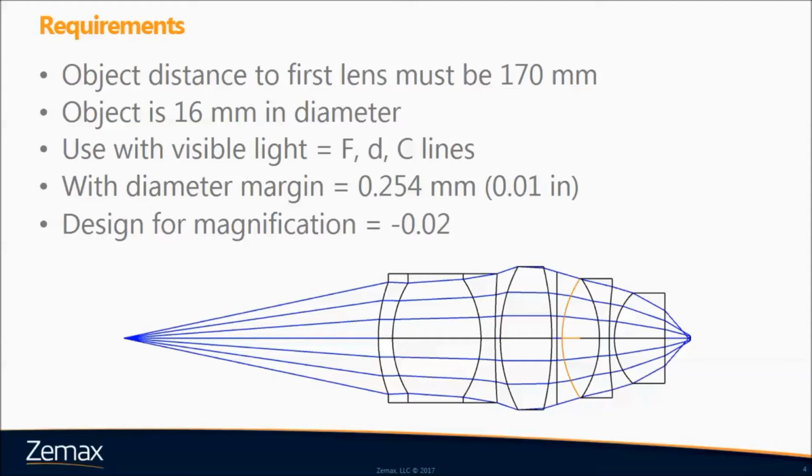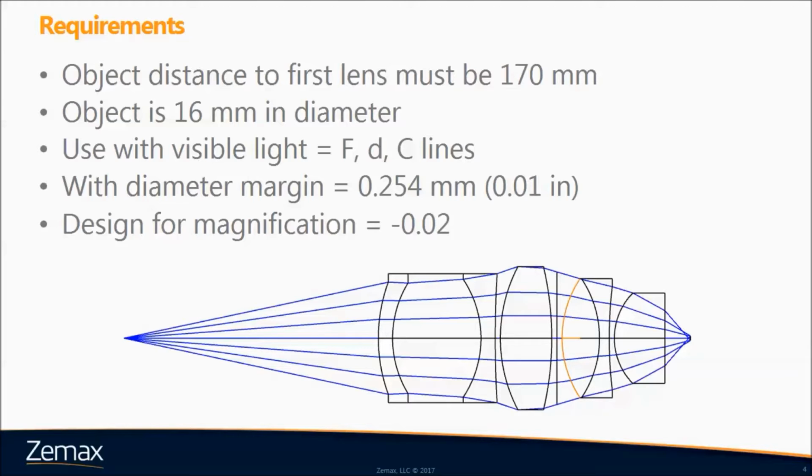We're also going to be setting up the system for an object that is 16 millimeters in diameter. And we want to use this with visible light, so we'll need to make sure that we add wavelengths representing that spectrum. We'll also be optimizing the system with a semi-diameter margin of 0.01 inches. That will automatically extend the semi-diameter of all of our surfaces, so we have a little bit of margin. And we'll also be designing for a magnification of -0.02. We know it's negative in this case because the image will be flipped upside down.